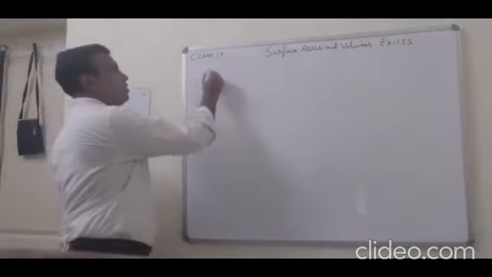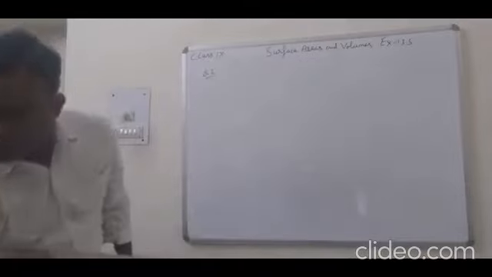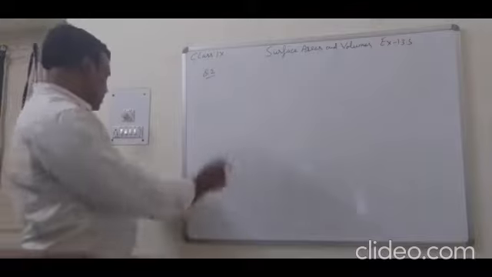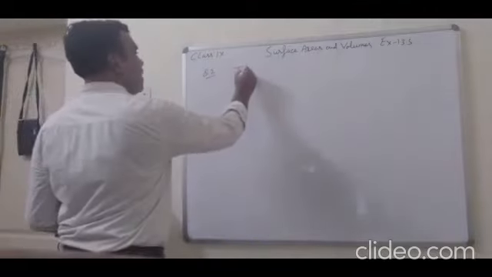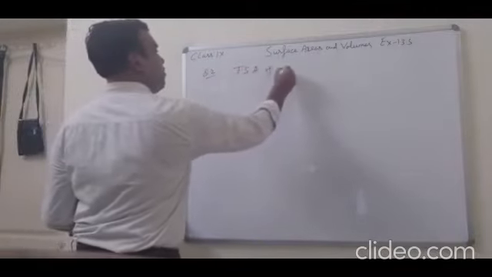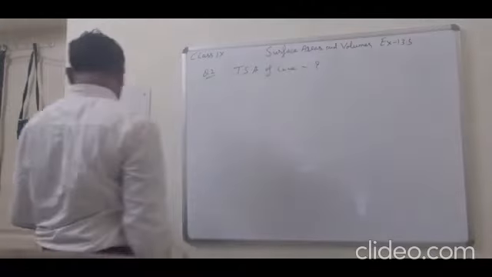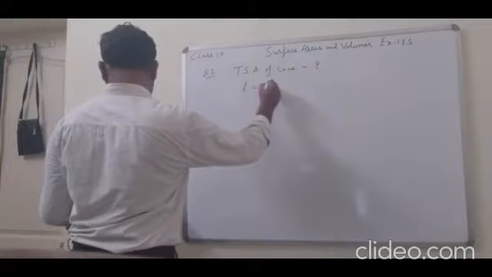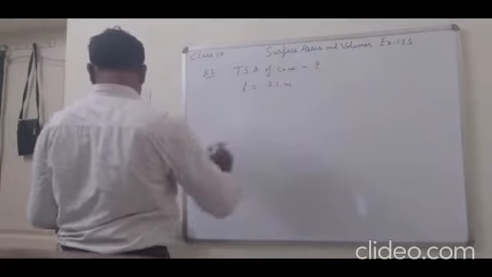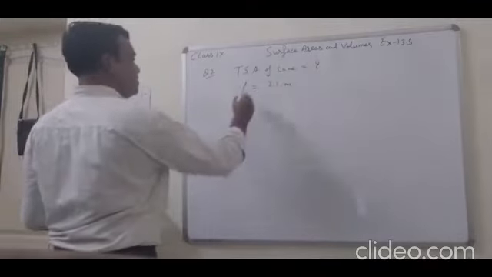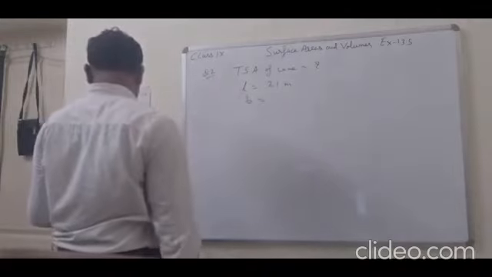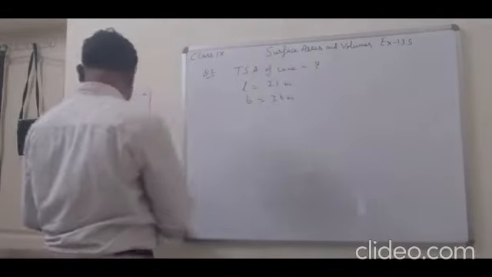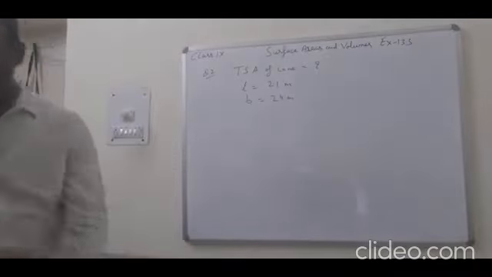Question number 2. Find the total surface area of a cone. Find TSA of cone. The slant height L is given to you as 21 meter and its base radius is 24 meter.